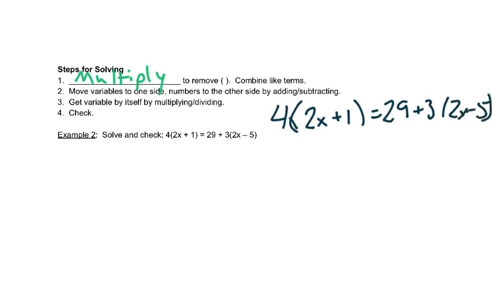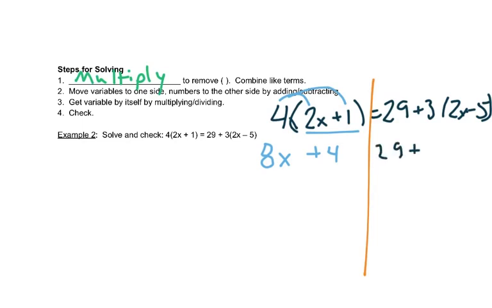And the first step we need to do is get rid of the parentheses. So I'm going to multiply that 4 by everything that's inside the parentheses. That gives me 8x plus 4. Here's my line. Over here I'm going to just copy the 29 plus. But here this 3 in front of the parentheses needs to be distributed through or multiplied by everything inside. So I get 6x minus 15.